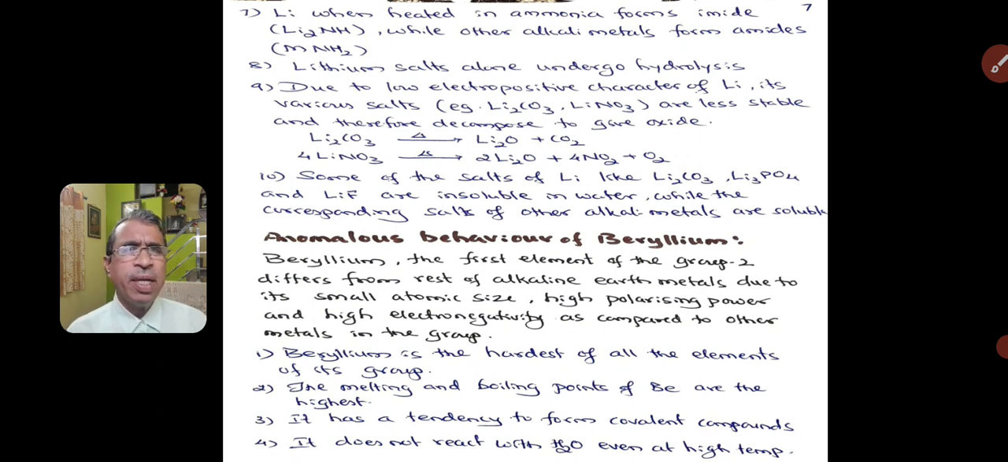Beryllium is the first element of group 2. It differs from the rest of the alkaline earth metals due to its small size, high polarizing power and high electronegativity as compared to other metals in the group. Beryllium is the hardest of all the elements of its group. The melting and boiling points of beryllium are the highest. It has a tendency to form covalent compounds. It does not react with water even at high temperature.